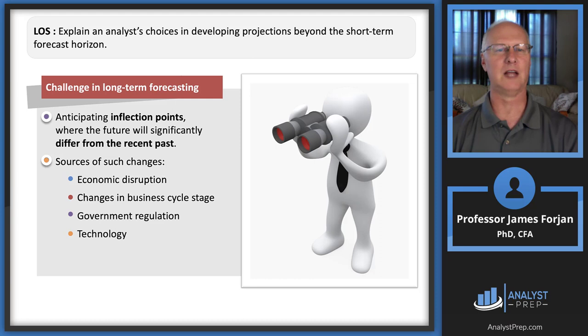All right, so here's the problem. The problem is economic disruption, change in the business cycle, technology, government regulation. There's a host of all these unforeseen events. Let me link something we've talked about in previous recordings and some that we'll talk about in future recordings. These are events that occur way over here on the left-hand side of the tail. So maybe a value at risk thought process is appropriate for anticipating inflection points where the future will significantly differ from the recent past.